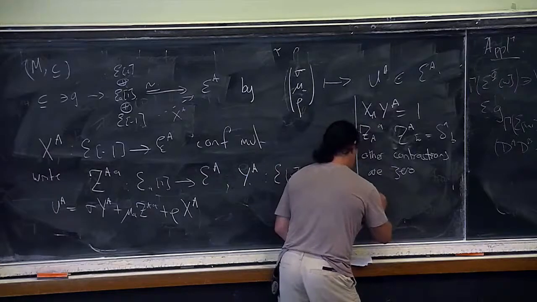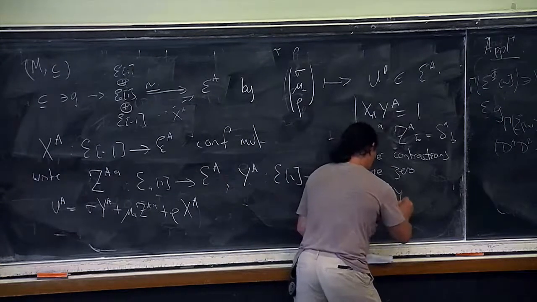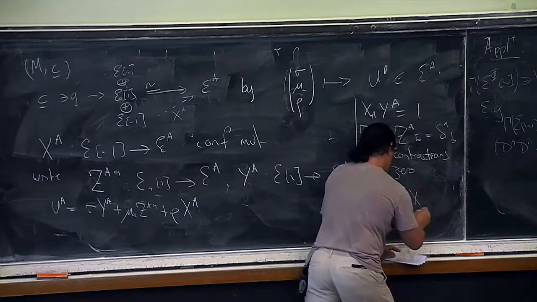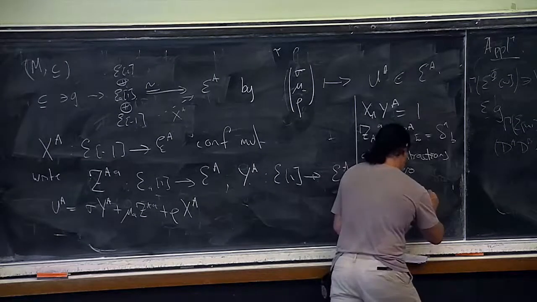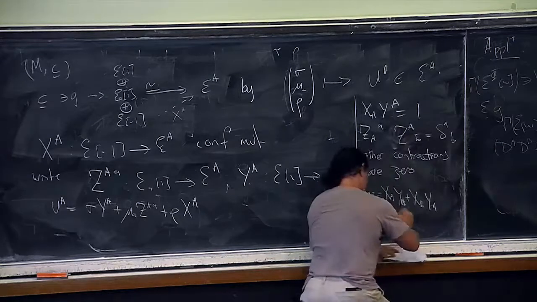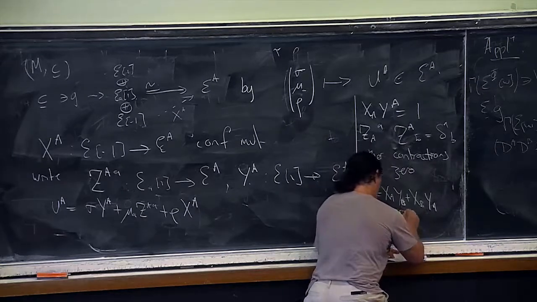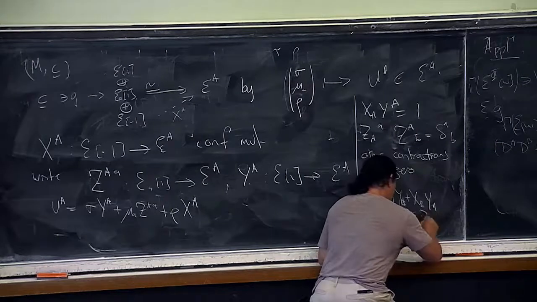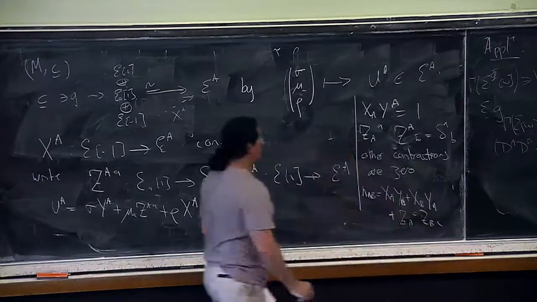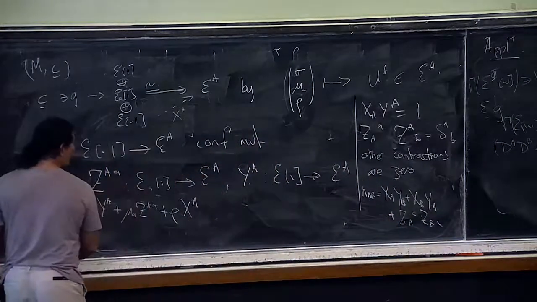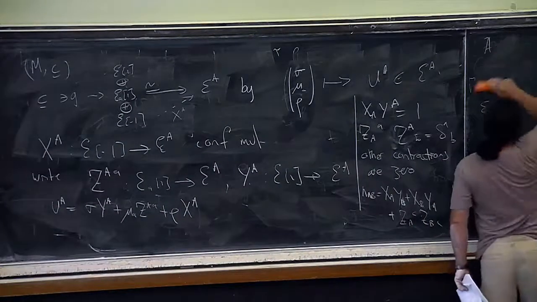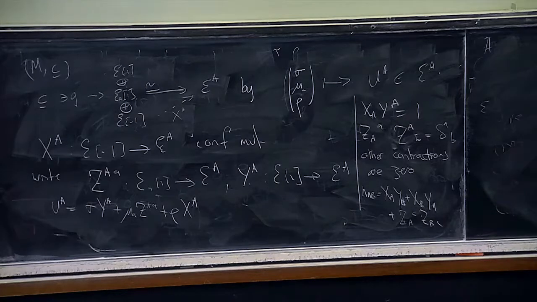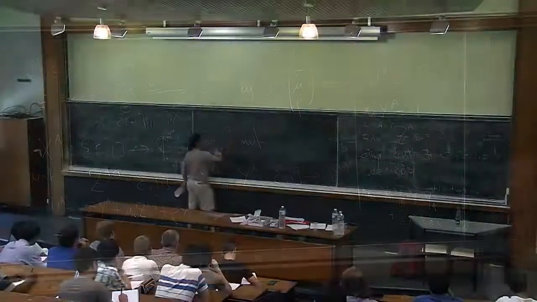So HAB is XA YB plus XB YA plus Z A C Z B C. So it's a way of, this is the algebraic side of computing this way. And then you need to know how these things transform conformally, but that's easy.